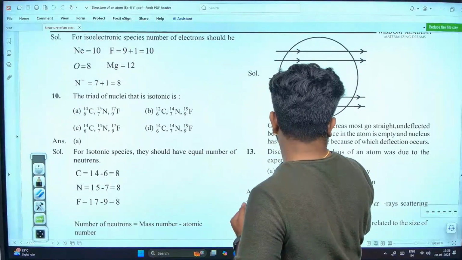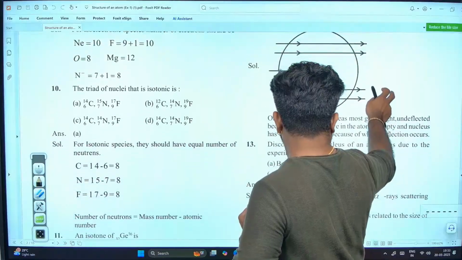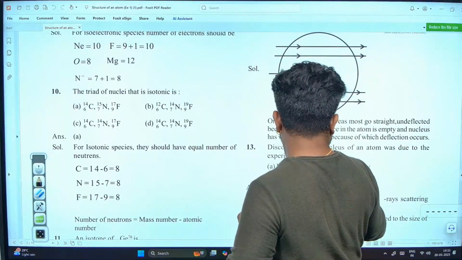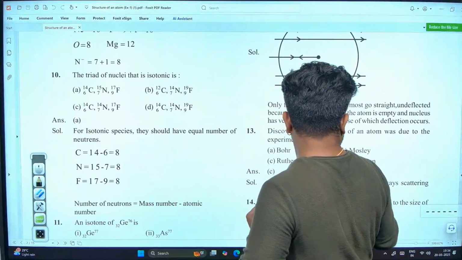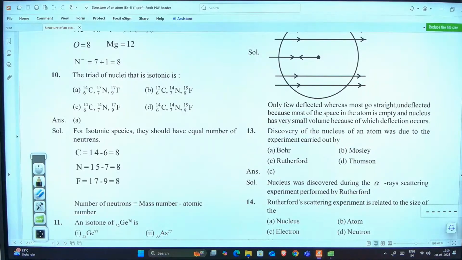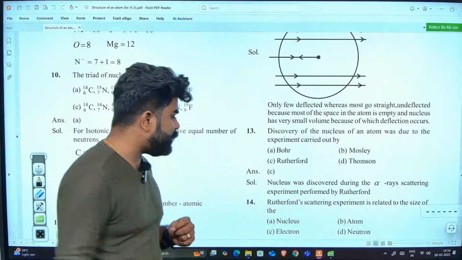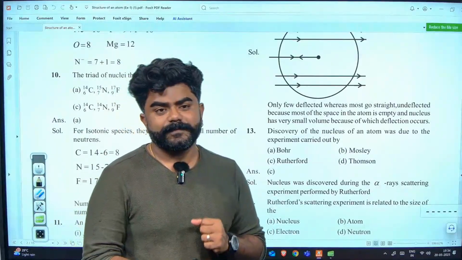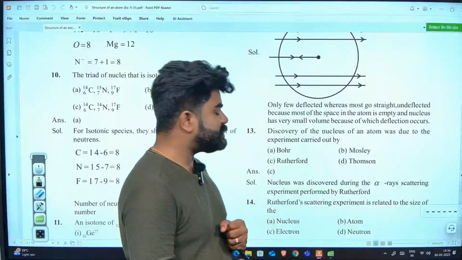Let's go to this one. 14th question. Rutherford scattering experiment is related to the size of the dash. Option A nucleus, option B atom, option C electron, option D neutron. It is nucleus, sir. True, that's about nucleus.